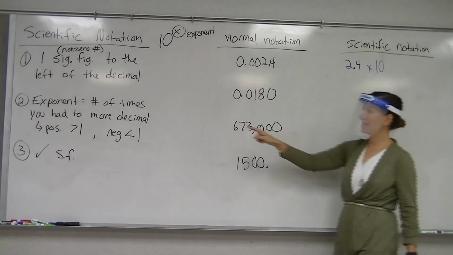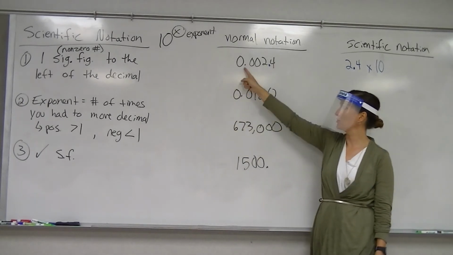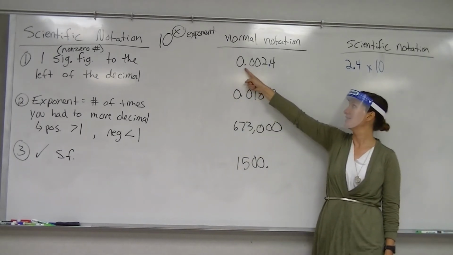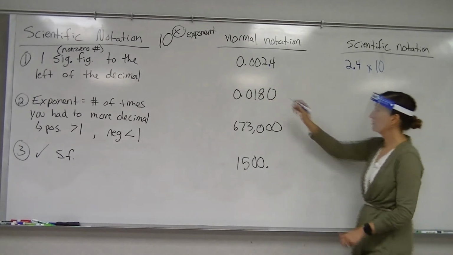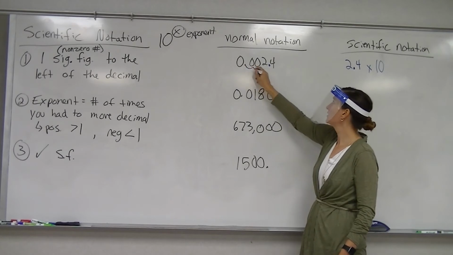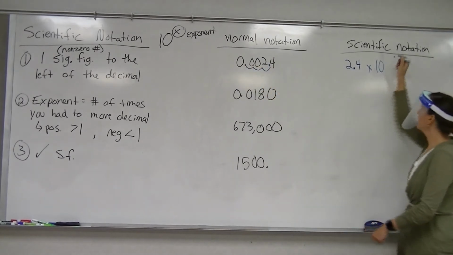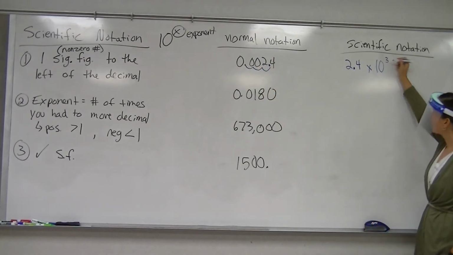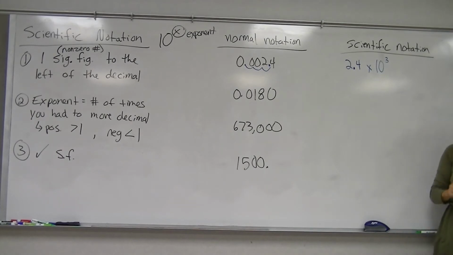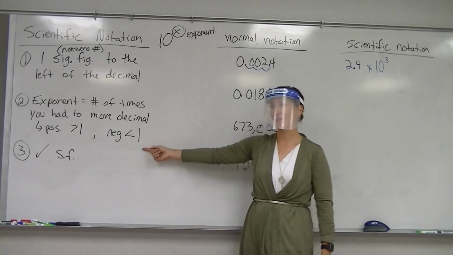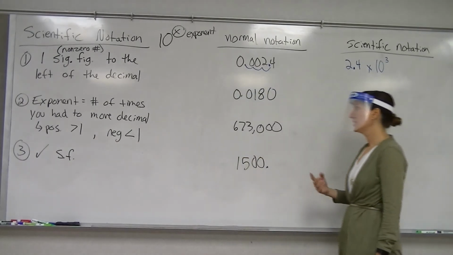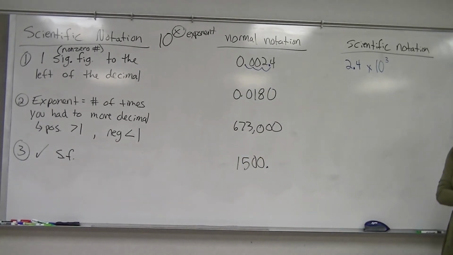Well, it's going to be the number of times that I'm going to have to move the original decimal point to get it to where the new decimal point is. Okay, so let's count. 1, 2, 3. 3, exactly. So it's going to be a 3. Now you're not done yet, because exponents can be positive and they can be negative. So you need to look at your original number and figure that out.